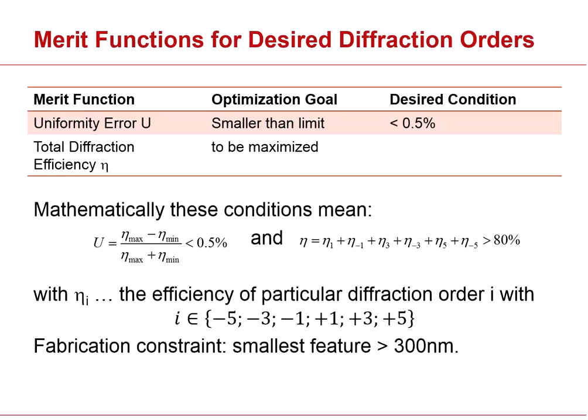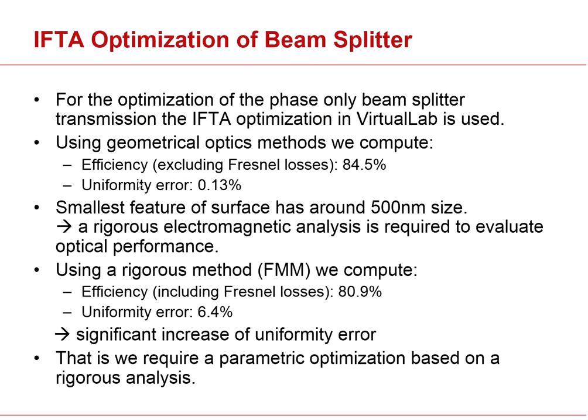So this is already our setup, and of course we want to maximize the total diffraction efficiency. In VirtualLab we have the IFTA optimization algorithms for the design of such beam splitters. This algorithm, the inverse Fourier transform algorithm, is based on geometrical optics methods, and we can design the beam splitter. The efficiency computed here for our design using IFTA is 84.5% and the uniformity error is 0.1.